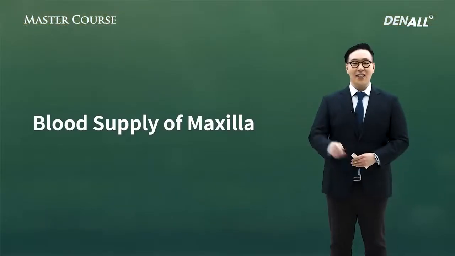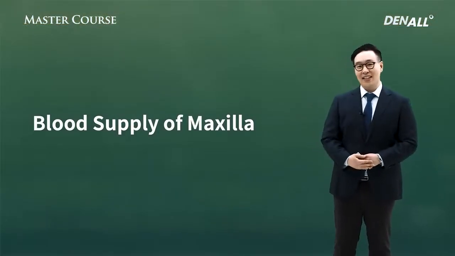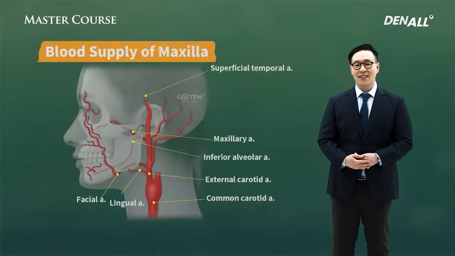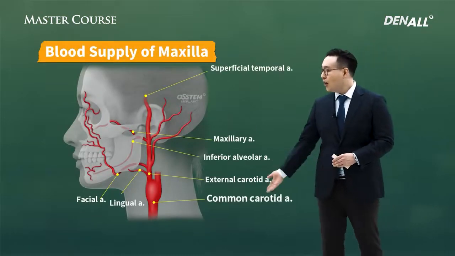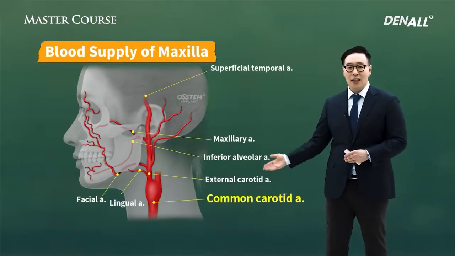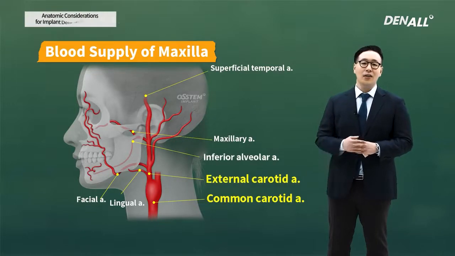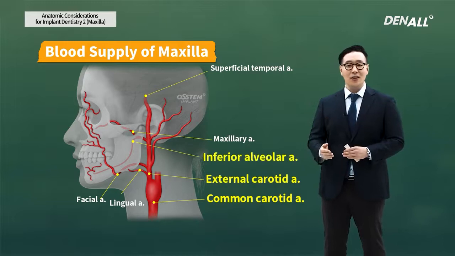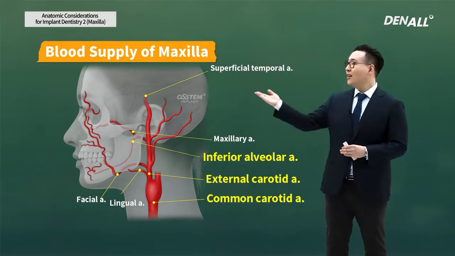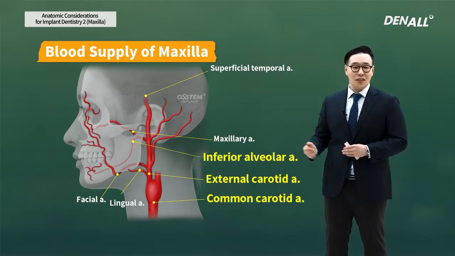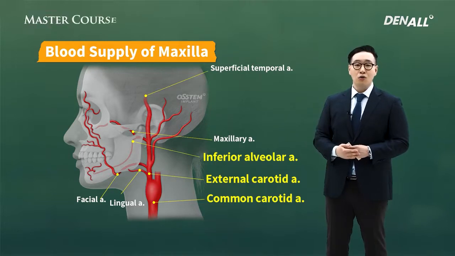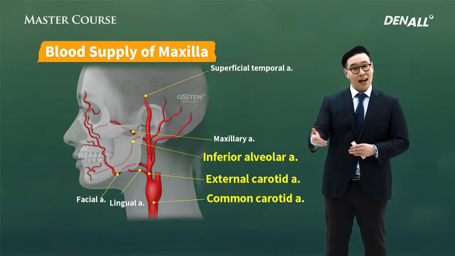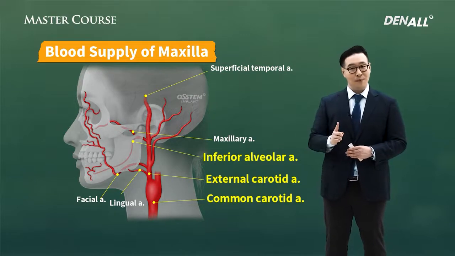Secondly, let's talk about the blood supply of the maxillary side. From the heart, the common carotid artery comes up and is divided into the external carotid artery and the internal carotid artery. The internal one goes to the brain, and the external carotid artery provides blood to the face and neck. You are probably very familiar with this information.